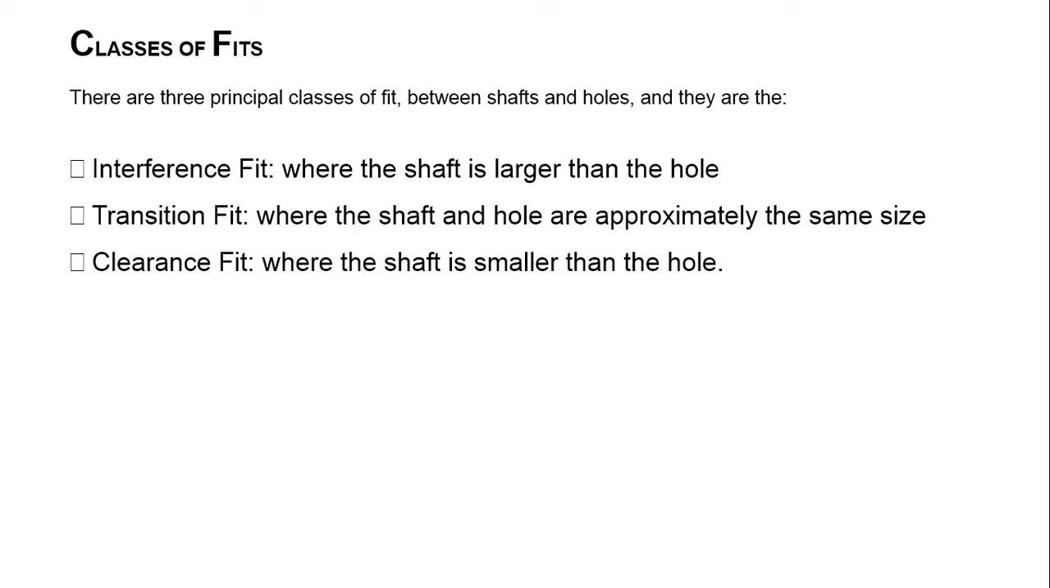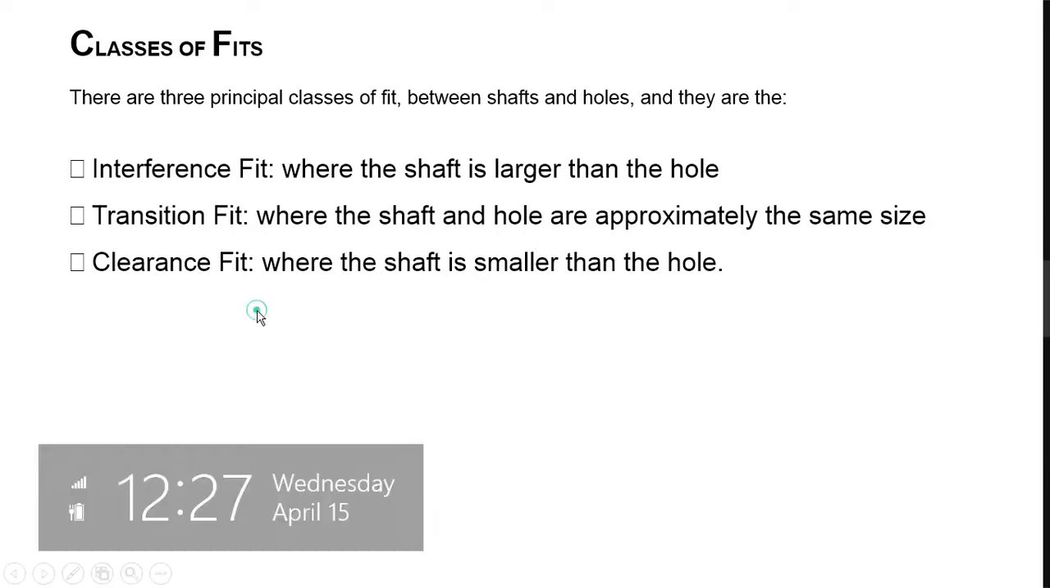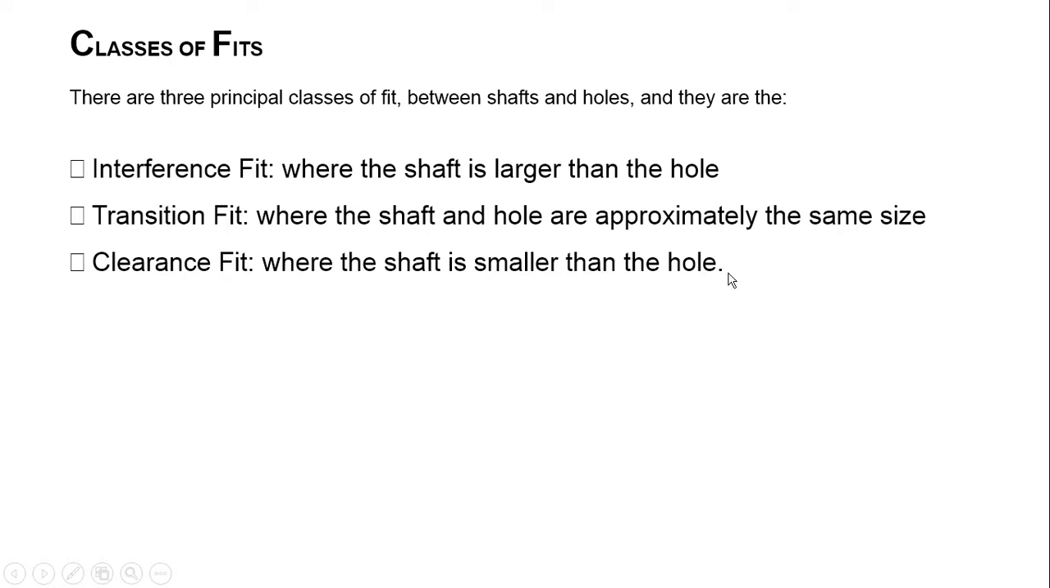We are aware of this because in the last topic we have covered it. In the interference fit, the shaft is larger than the hole. For the transition fit, the shaft and the hole are approximately the same size, and for the clearance fit, the shaft is smaller than the hole. The clearance always allows sliding and rotation. Interference is used when transmission of force is required, and the transition fit is the combination of both the interference and the clearance. We have already done this part.